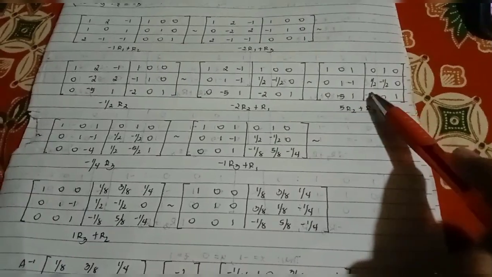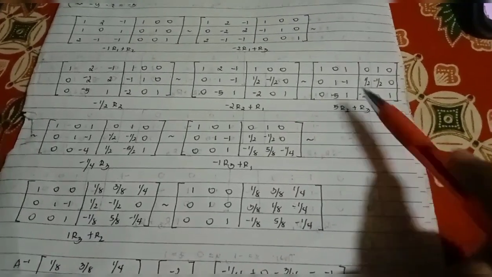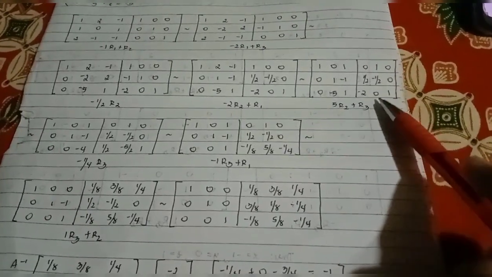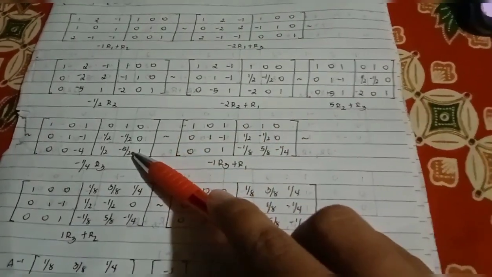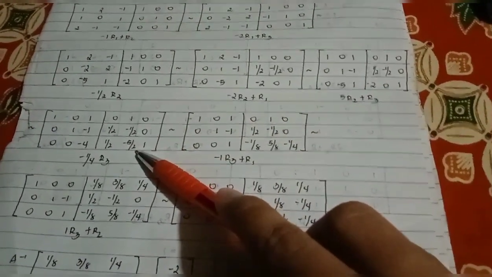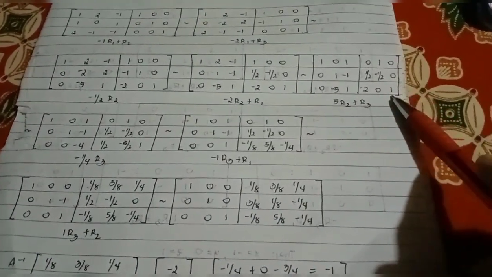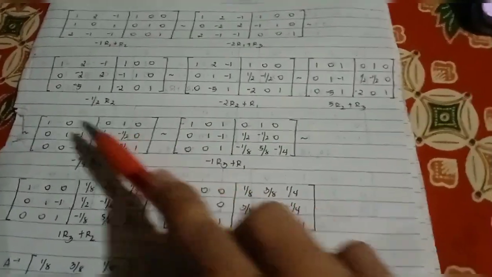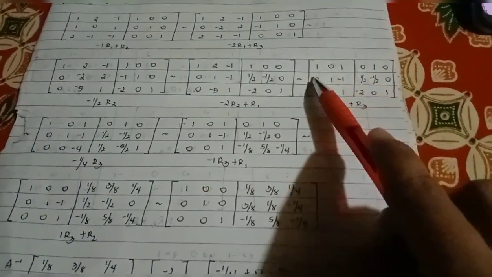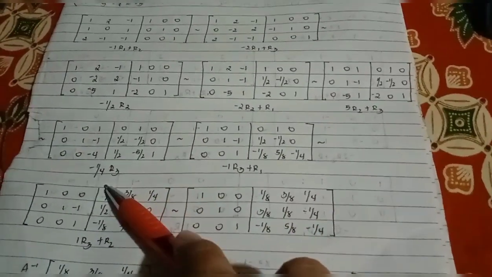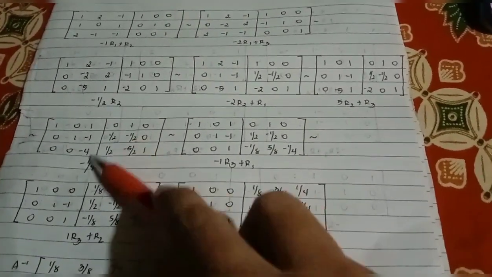5 times 1 half plus negative 2 is equal to 1 half. 5 times negative 1 half plus 0 is equal to negative 5 over 2. 5 times 0 plus 1 is equal to 1. So copy the first column and then the second column. So the next goal is row 3.